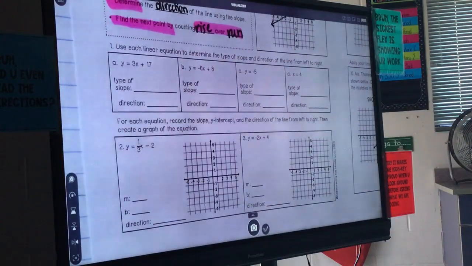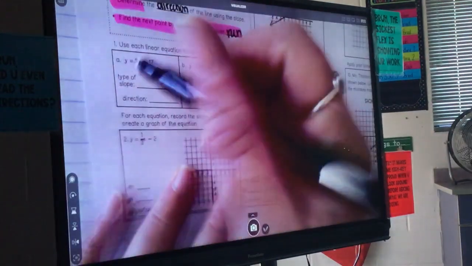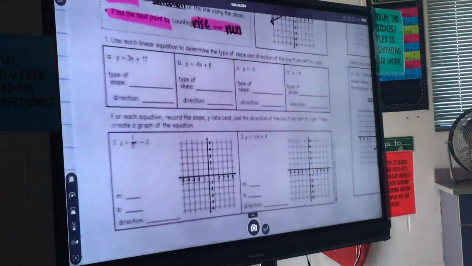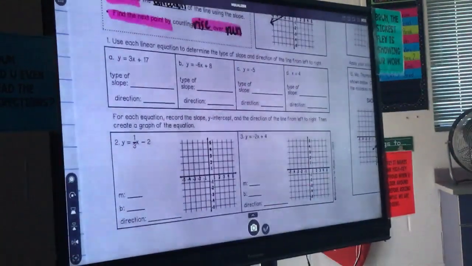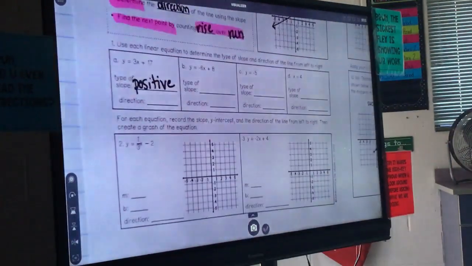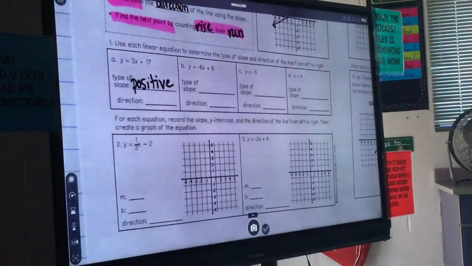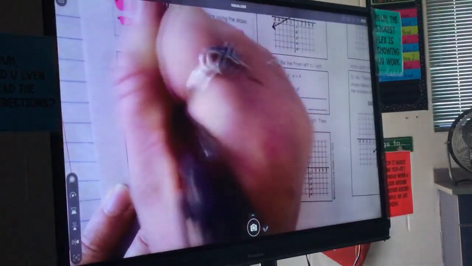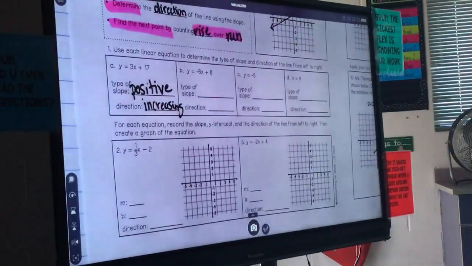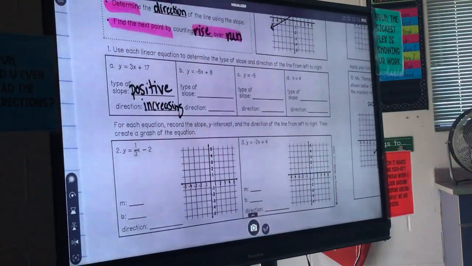All right. For A, what type of slope is this? Positive, negative, undefined, or 0? Nico, say positive. Positive. All right, is it increasing or decreasing? Increasing or decreasing? Richard. All right, next one. Sorry, how do we know that's a positive? Because it's a positive number.